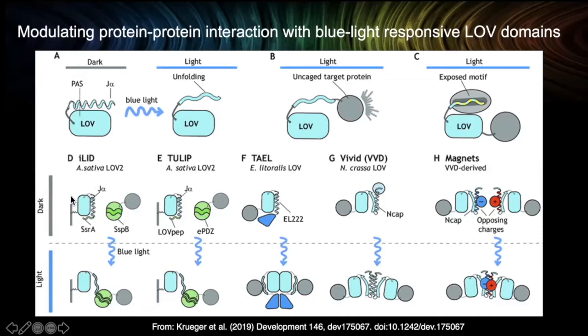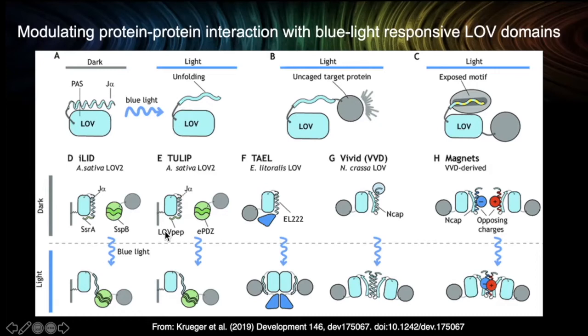Then, in the iLID system that we are using quite a lot, and we like it a lot, there is an SsrA peptide added to this alpha helix, and this interacts with SspB. So this is again your bait, and this is your prey. And only in the unfolded state, in the presence of blue light, the SsrA can bind to the SspB. So you basically have a light-induced heterodimerization that you can use. For the rest, it's conceptually the same as chemical-induced dimerization, but this can be much more elegant, triggered by blue light. And nicely, if you switch off the light, the flavin will go back to the original orientation, and you will reverse the system back to the unbound state.